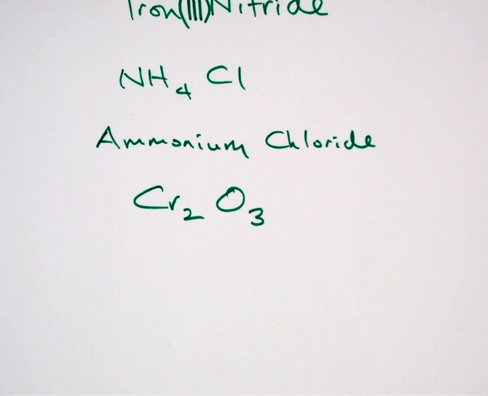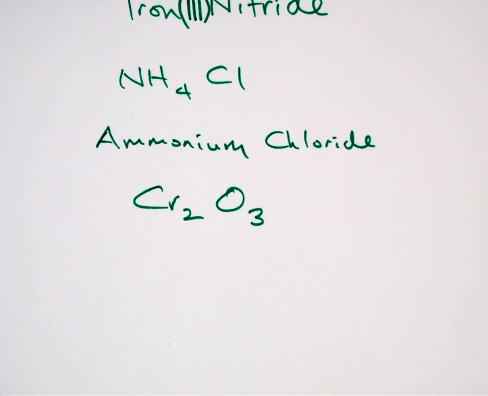Is chromium one of the types of metals that could have more than one charge? Yes. It's in D block, so we have to check. Is it somewhere on that list on page 222? Yes. What are our possibilities? 2 plus or 3 plus.